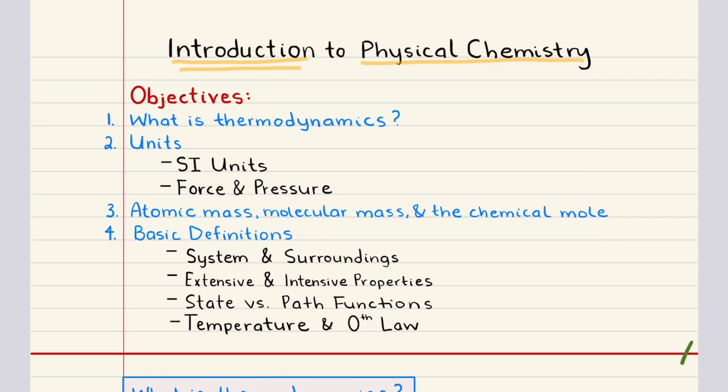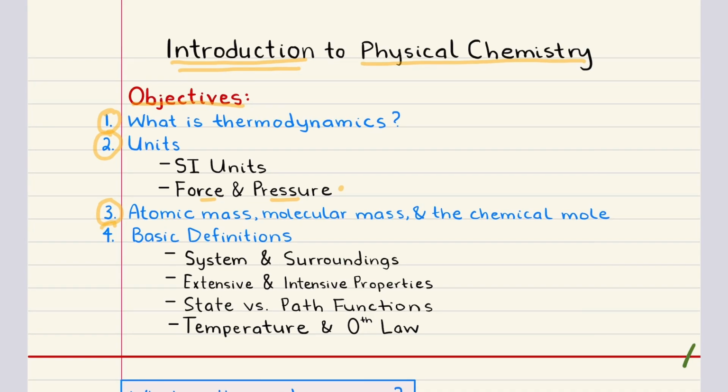So in this first chapter, we're going to work through four main objectives. First, we're going to ask, what is thermodynamics? Second, we're going to go over the units used in physical chemistry, and we're going to review force and pressure. Third, we're going to look at the concepts of atomic mass, molecular mass, and the mole. And then finally, we're going to define some introductory terms that are going to be used often in this course.